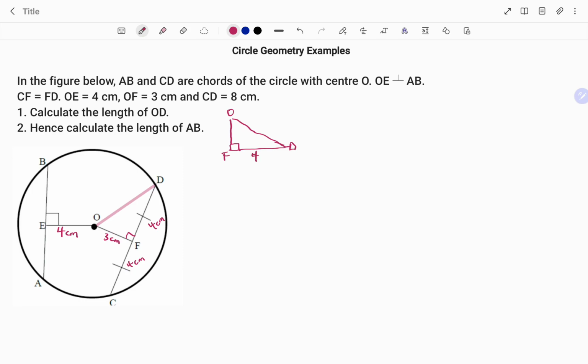FD has been given as 4 centimeters. We have OF to be 3 centimeters. We have to solve for OD. Using the Pythagoras theorem, the longest side, OD squared, is equal to the sum of the squares of the other two sides. So that's OF squared plus FD squared. The reason is Pythagoras theorem.